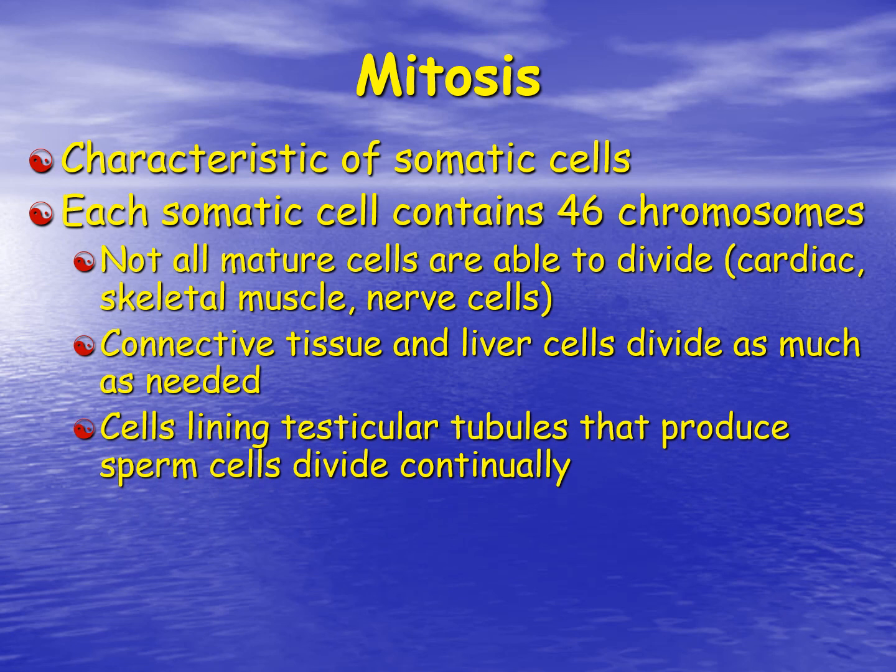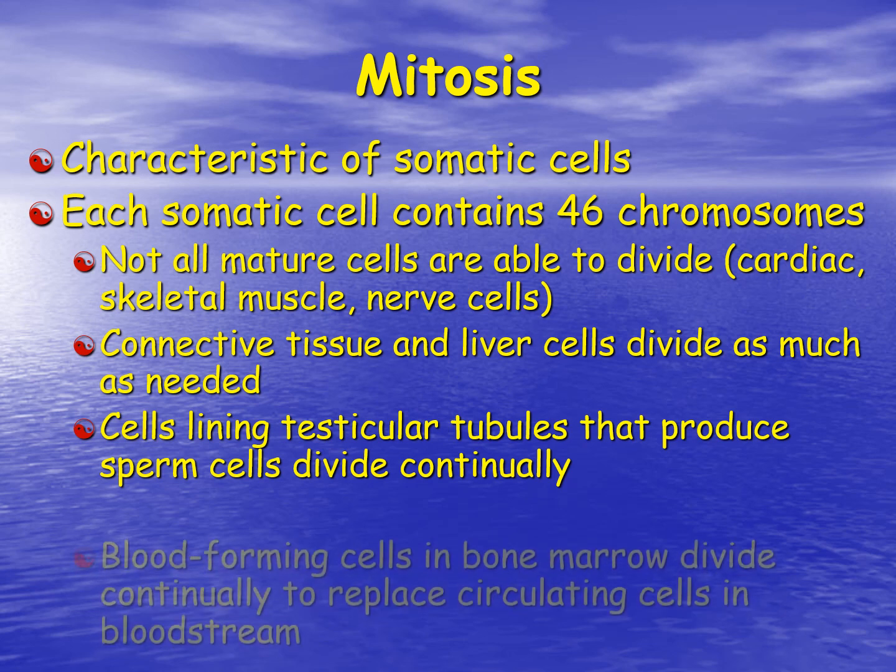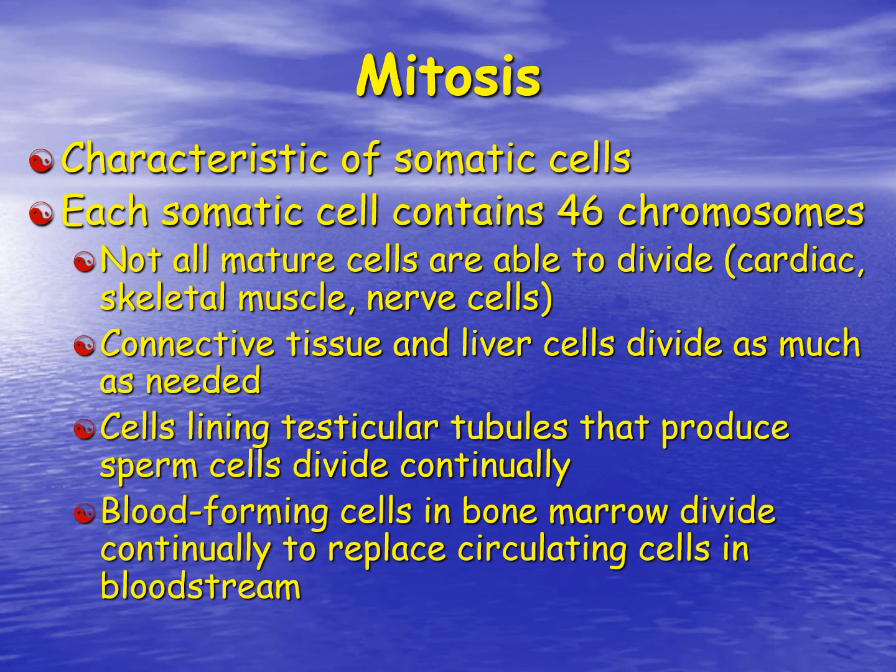Cells lining the testicular tubules that produce the sperm cells divide continually once puberty onsets. Blood-forming cells in the bone marrow divide continuously and are known as labile tissues, along with epithelial tissues, to replace those cells that are lost in circulation or from the surface of the epithelial cells.